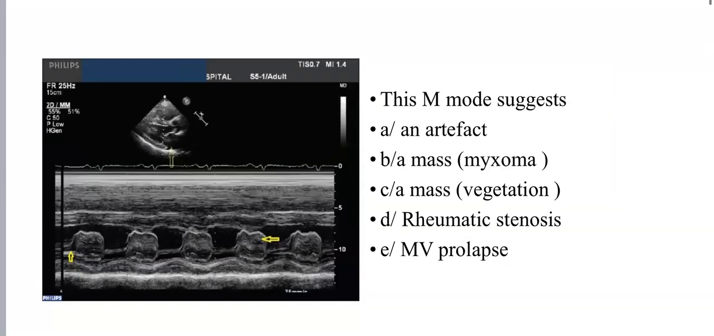Okay. This M mode suggests: an artifact, myxoma, vegetation, rheumatic stenosis, mitral valve prolapse. Myxoma. Okay. Good. Okay. Can you describe it? What are we actually seeing here?